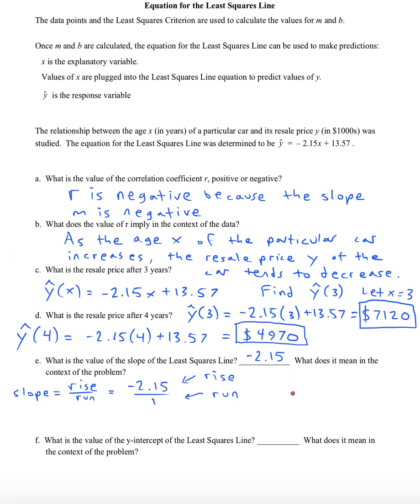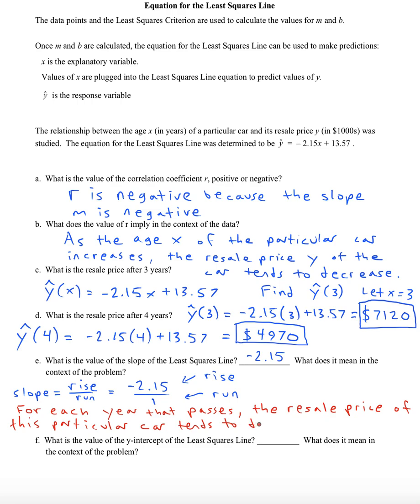Okay, so for each year that passes, this is the run I'm talking about here, the resale price of this particular type of car tends to decrease by $2,150.